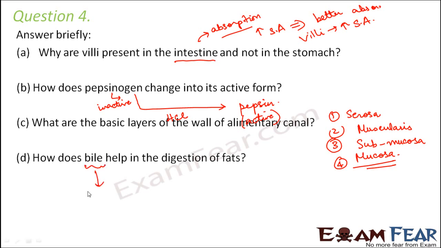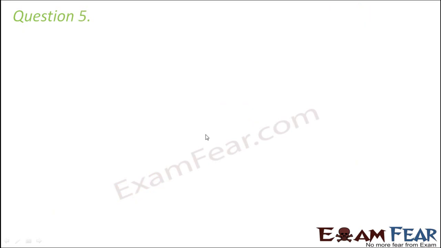So, bile helps in breaking down bigger globules of fat into smaller globules, and that process is known as emulsification of fats. That is one purpose it serves. The other thing it does is activate the enzyme lipase, which is responsible for digestion of fats. So that way bile helps in the digestion of fats, even though bile itself does not contain any enzyme for fat digestion. So let us look at question number 5.